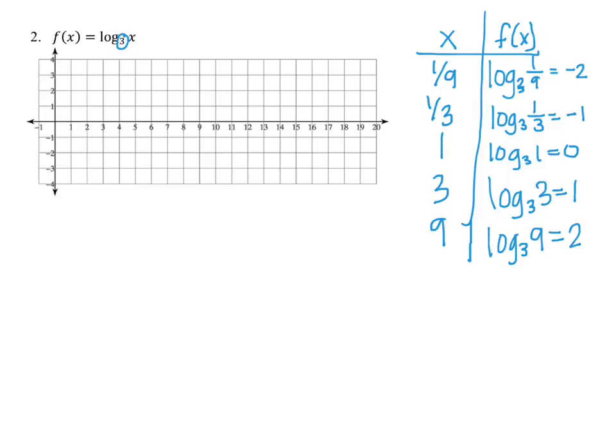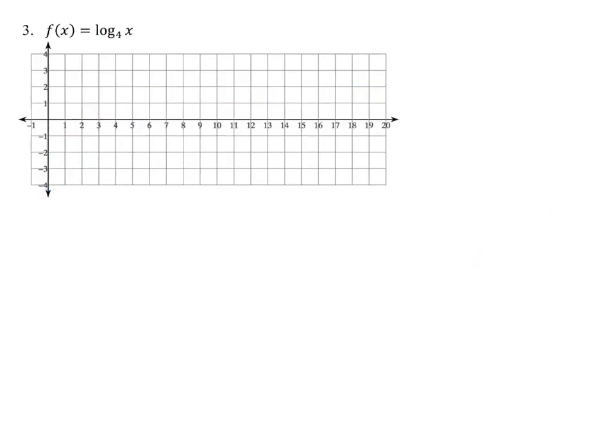So let's go ahead and put these on the graph. I've got my 1/9 giving me a negative 2. 1/3 is at negative 1. I always have an x-intercept at 1. I have 3, 1, and 9, 2. And then 27, 3 would be my next point, but I didn't leave room on the graph for that, so I'm just going to make sure that I don't quite reach 3. So this is the graph of log base 3 of x. Log base 4 of x is going to be a similar thing.